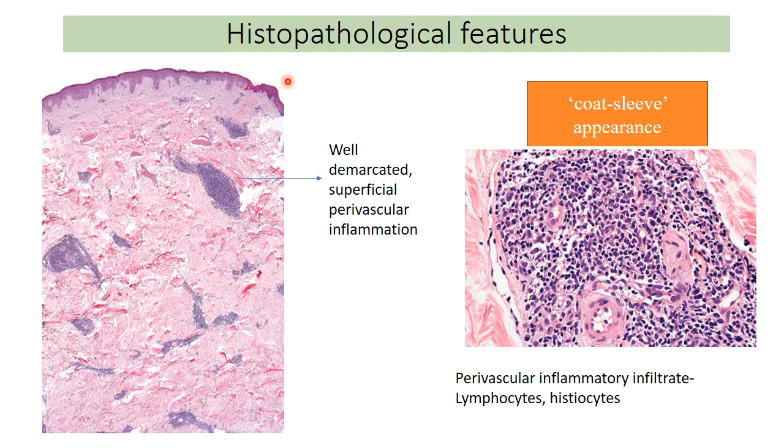The histopathological features are the superficial dermis with well demarcated perivascular lymphocytic inflammation. It can show admixture of histiocytes. On higher magnification, here we can see the well demarcated perivascular lymphohistiocytic inflammation resembling a coat sleeve appearance.